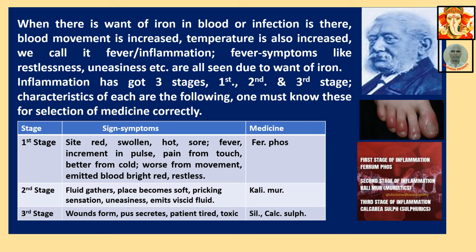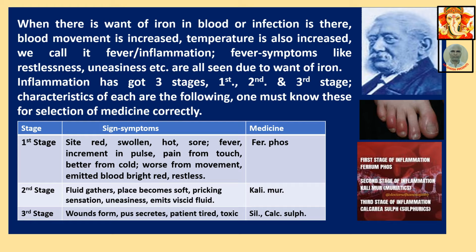First stage. Signs and symptoms: sight red, swollen, hot, sore, fever, increment in pulse, pain from touch, better from cold, worse from movement, emitted bright red blood. Restless. Medicine: FERRUM PHOS.